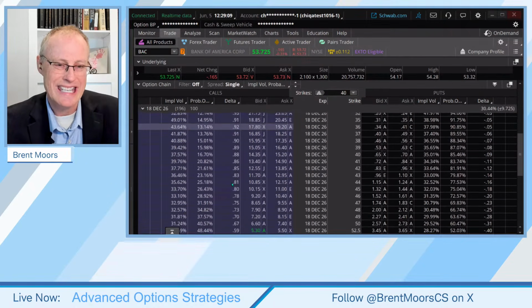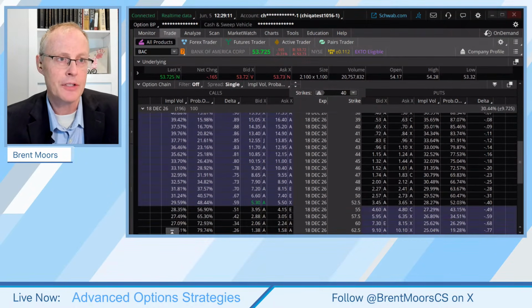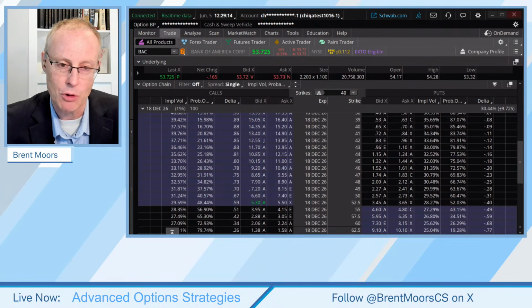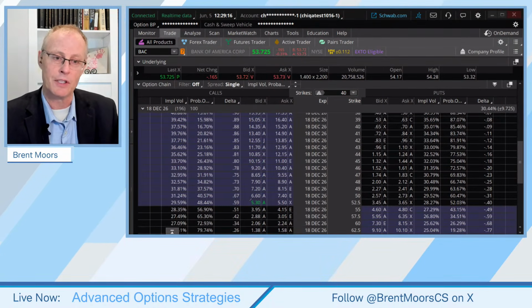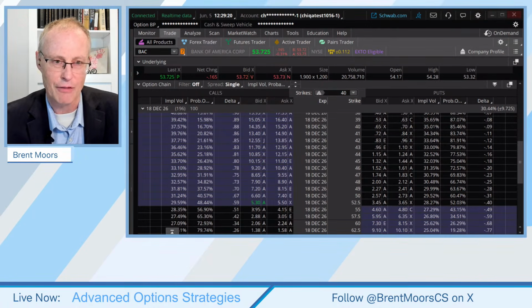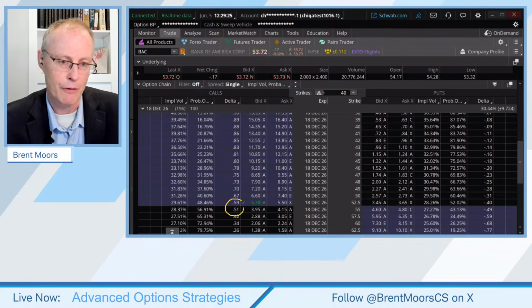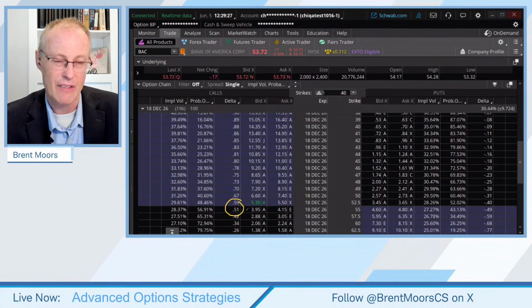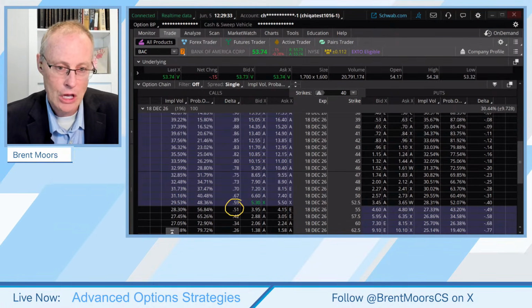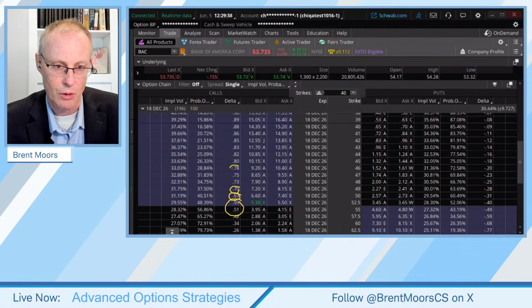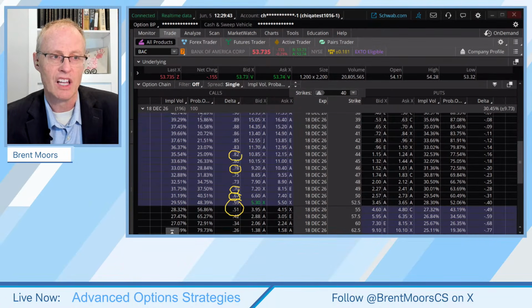Now, why am I using delta to pick this? Delta tells us how much the option moves in relationship to a $1 move in the stock price, but it also gives us an idea of how in the money a contract is. Contracts with a delta of around 50 are roughly at the money. In other words, the stock price and the strike price are about the same. The higher the delta you go, though, the more in the money it goes. The more expensive it'll be, the more it will move like the underlying stock.